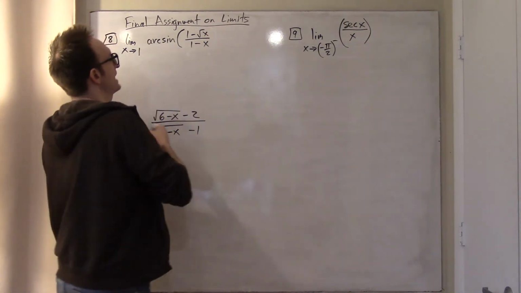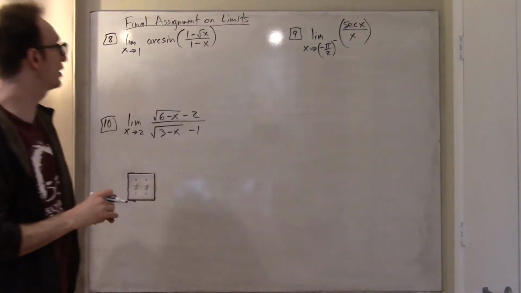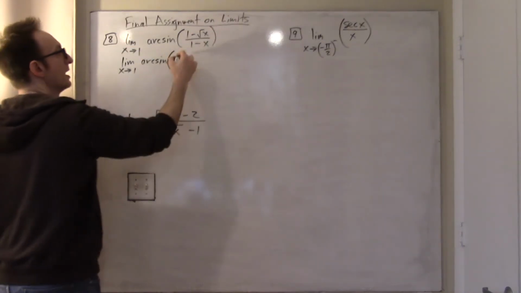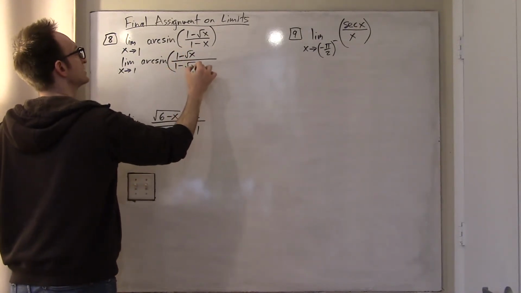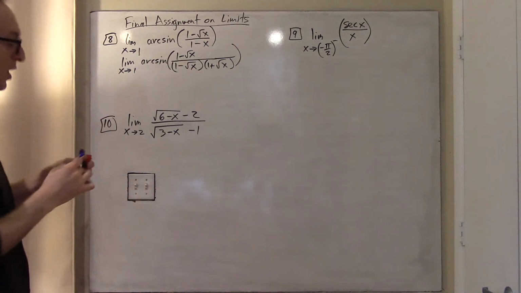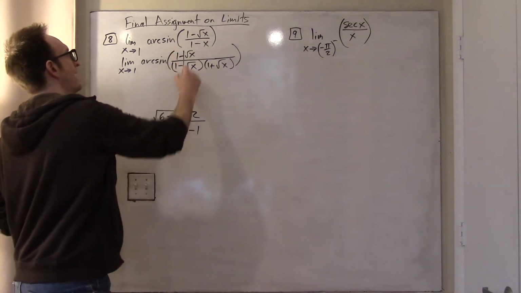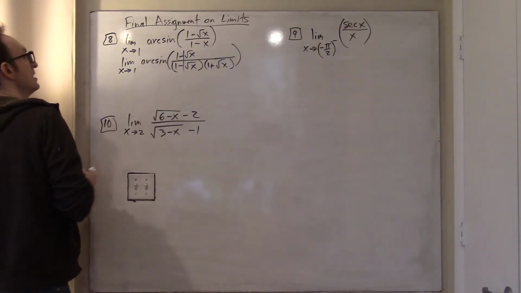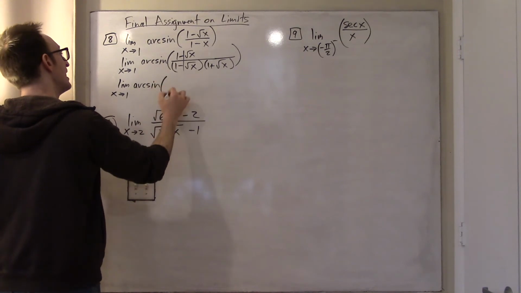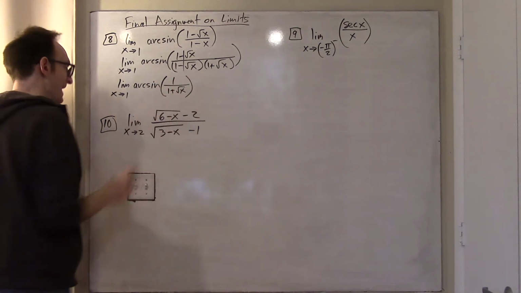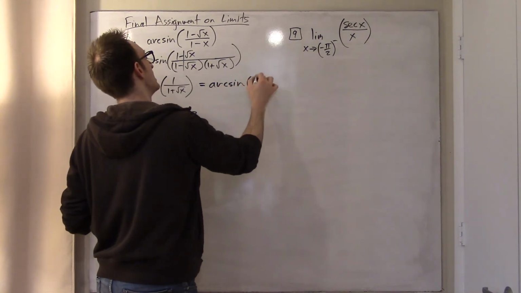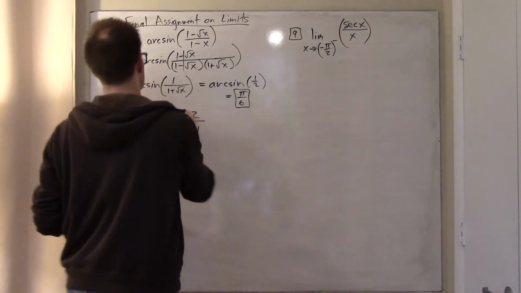Well, how should we do this? The answer is to multiply by the conjugate, or even better, to just rewrite 1 minus x as 1 minus root x times 1 plus root x. In other words, factor that denominator as the difference of squares. Why? Because if I do that, then these will cancel. And so actually this whole thing just turns into the limit as x approaches 1 of the arc sine of 1 over 1 plus root x. And if I plug in 1 now, I get arc sine 1/2, and arc sine 1/2 is pi/6. So the answer to this problem is just pi/6.